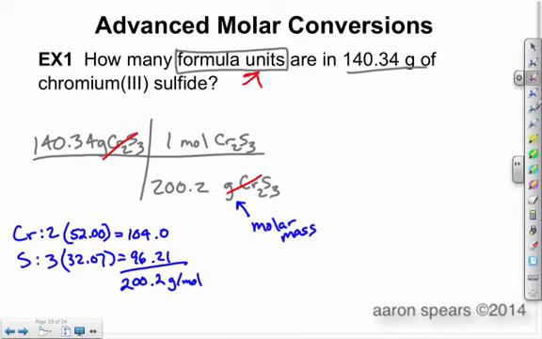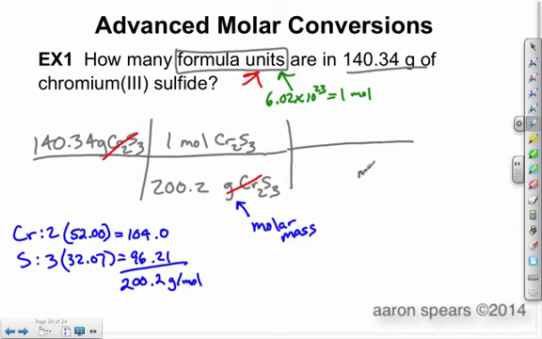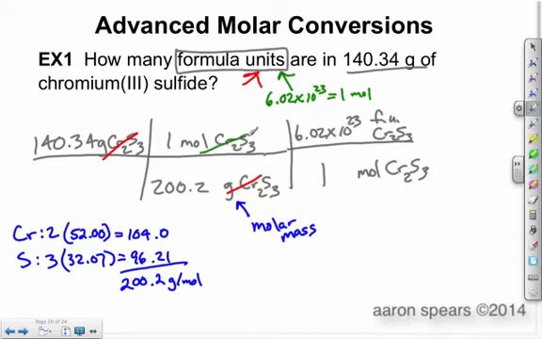Anytime I see formula units, which is a type of represented particle, I know that I'm going to have to use Avogadro's number somewhere in this problem. So to get rid of those moles, I'm going to extend my picket fence. I'll put moles of chromium-3 sulfide down below because I'm trying to get rid of it, and put formula units of chromium-3 sulfide up top because that's what I'm trying to find. I know that 1 mole of chromium-3 sulfide is equal to 6.02 times 10 to the 23rd, and now this cancels out my moles of chromium-3 sulfide. You'll notice that the only unit standing is formula units, and that's what I want.